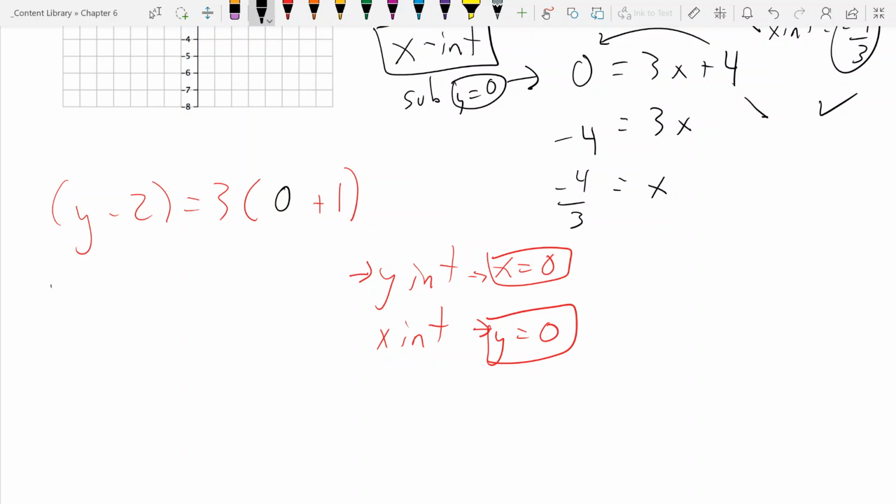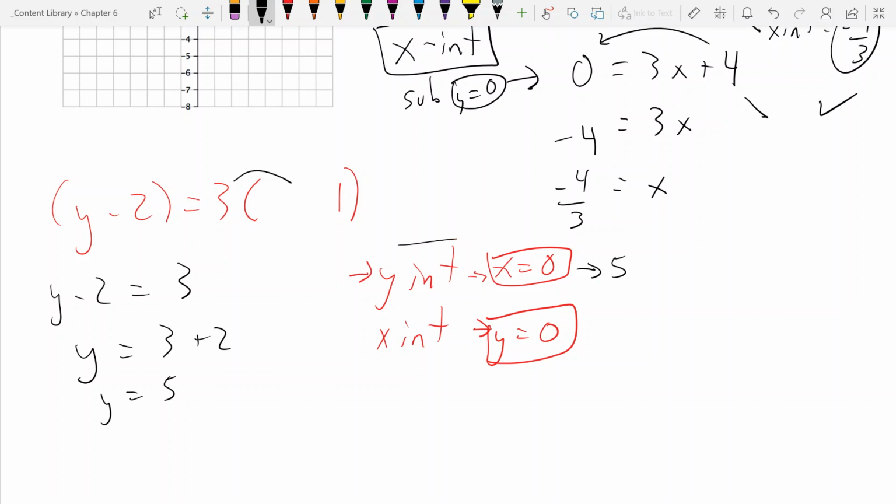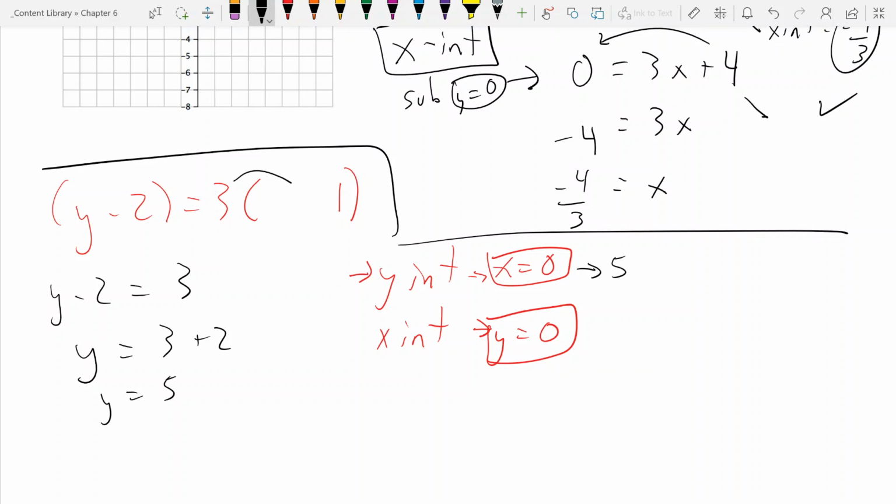So now I'm going to solve it. This becomes just a 1. 3 times 1 is 3. So now y equals 3 plus 2, 5. So I know in this case, the y-intercept is 5 for this equation. So now let's put it back.